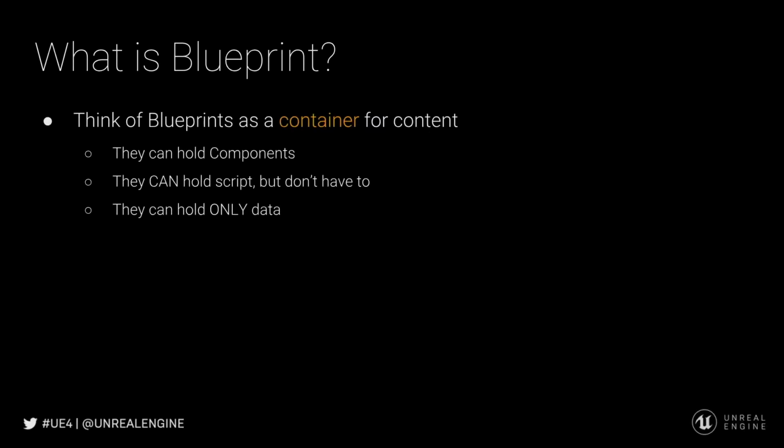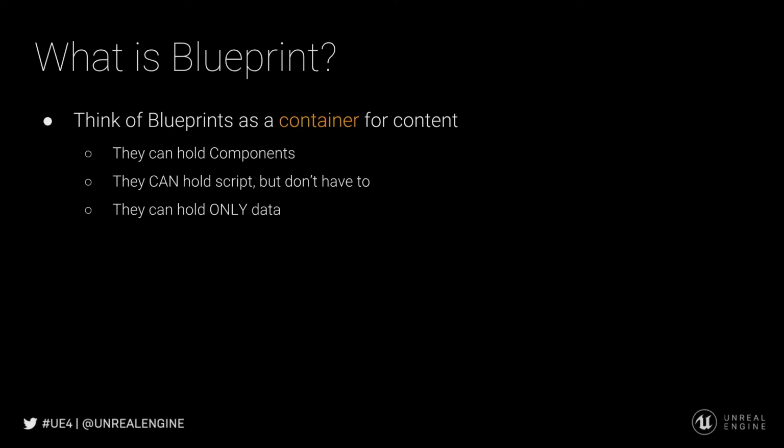But the best way to think about blueprints is that they act as a container for content. They can hold what we call components, or the pieces that make up our blueprints. For example, a car blueprint could contain the car's frame as a component, the wheels as a component, the engine as a component, etc. They can hold scripted functionality, but they don't have to.